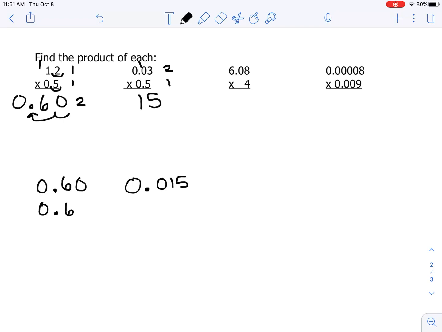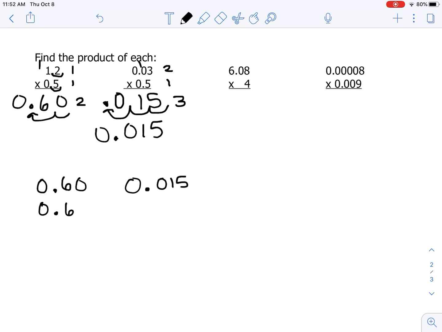There's 1 in the 5/10. That means we need 3 altogether in the product. So we're going to move our decimal point over 3 places and put it right here. And I'm going to fill that empty spot with a 0. So we end up with 0.015, or 15 thousandths. All right, on to the next one.